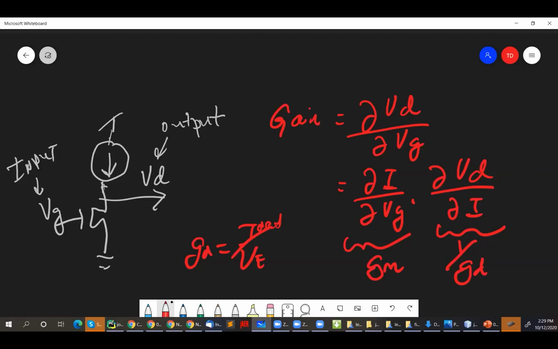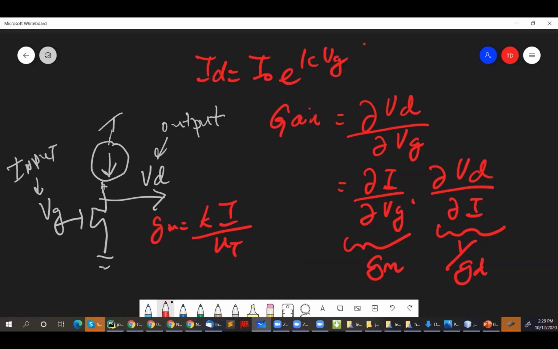Now what we can do easily, since you know what GM and GD are, is that GM in subthreshold is going to be kappa I over UT, right? If you don't know how to do this, just go back to the subthreshold equation ID equals I naught e to the kappa VG over UT, and you differentiate the current as a function of VG, and you're going to get GM. And then for GD, again, it's I over VE. So now I can plug it into this equation.